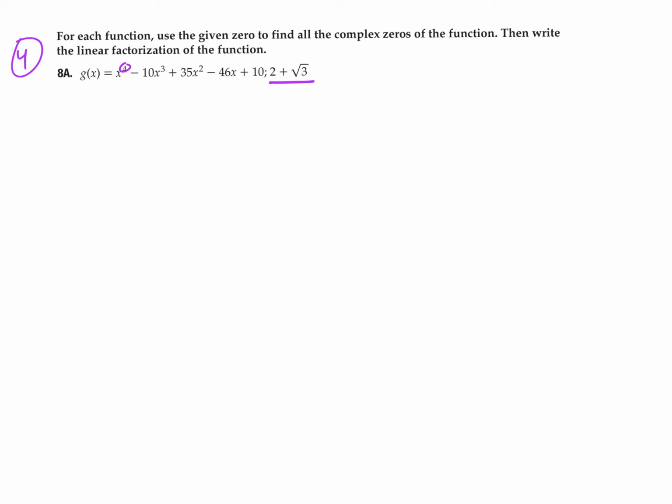Also, because this is an irrational root, we also know we're going to have this one, 2 plus square root of 3, and 2 minus the square root of 3. Okay, but here we go. Since we know this is a factor, let's put that over here. 2 plus the square root of 3 is going to be 1, negative 10, 35, negative 46, 10.